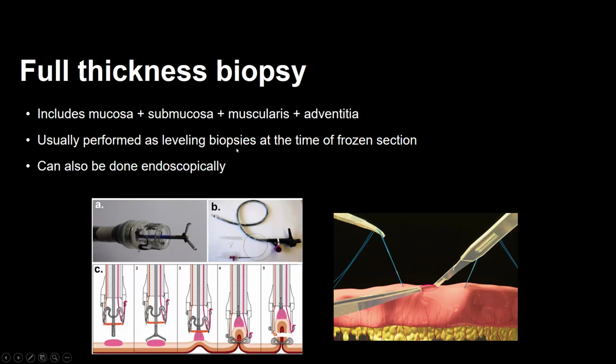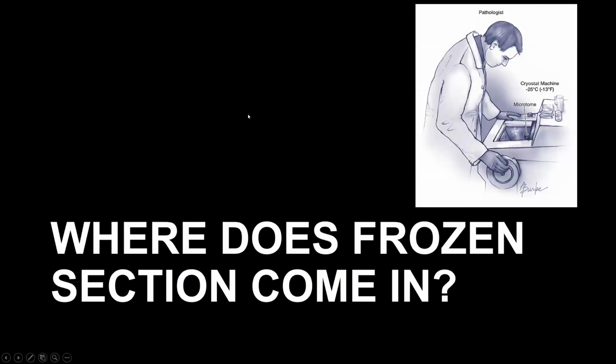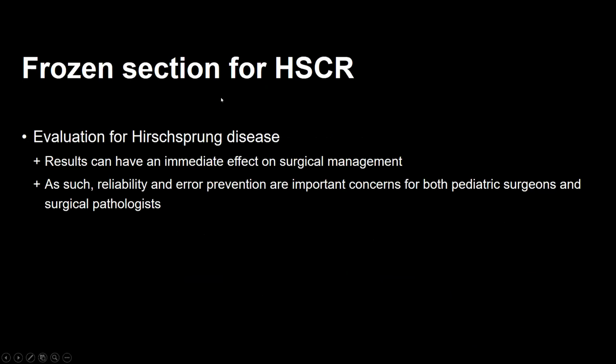And finally, the full thickness biopsy includes mucosa, submucosa, muscularis, and adventitia. It's usually performed as leveling biopsies at the time of frozen section, but can also be done endoscopically. So where does the frozen come in? We evaluate for Hirschsprung disease during the time of the frozen section. And of course, the results can have immediate effect on the surgical management of the patients. And so reliability and error prevention are really important for the surgeon as well as the pathologist.